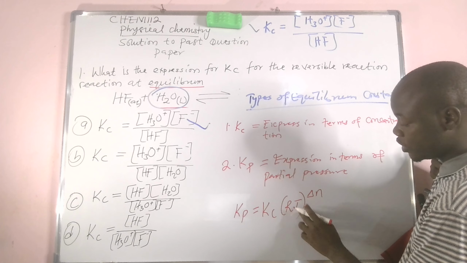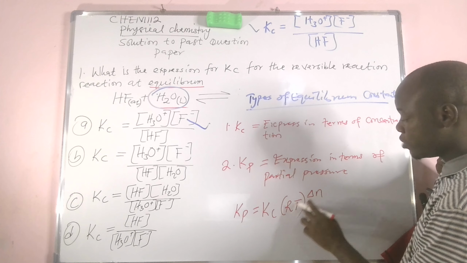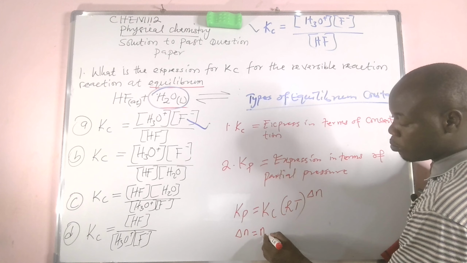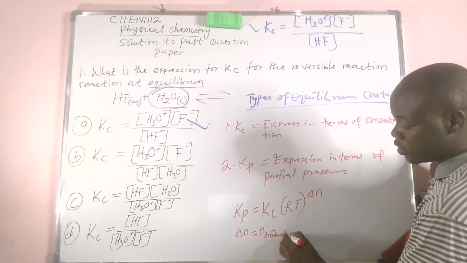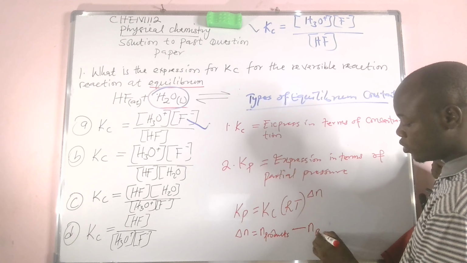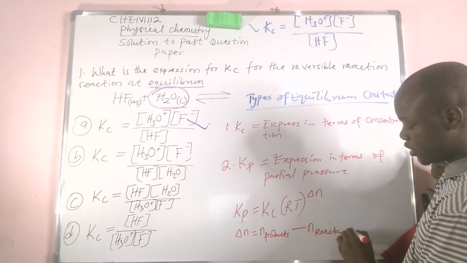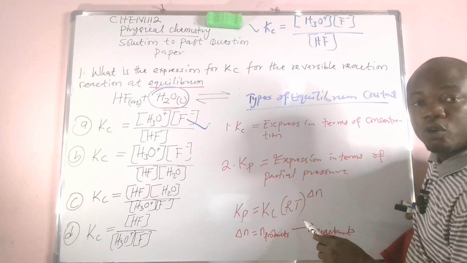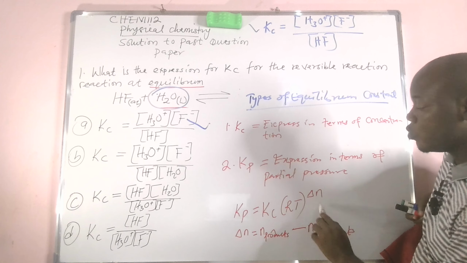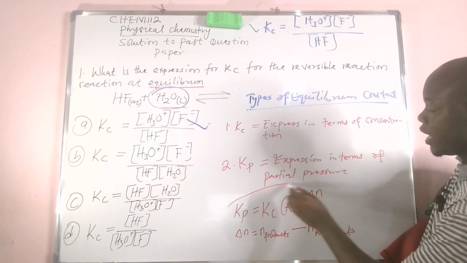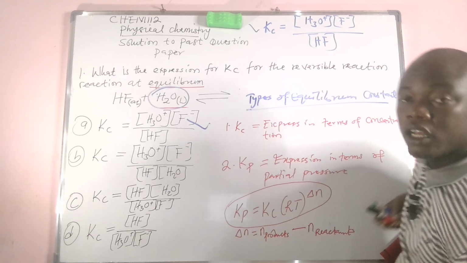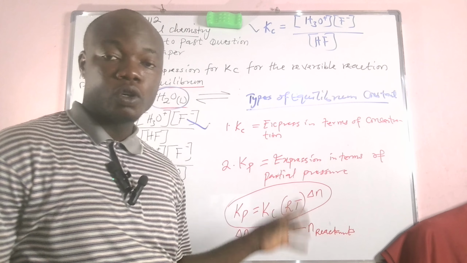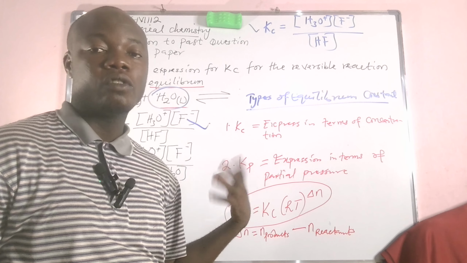R is the universal gas constant, T is the absolute temperature, and delta n means the number of moles of the products minus the number of moles of the reactants. So please, I want you to put this at the back of your mind. I know that we are coming to a point where we'll see similar questions where we are going to apply this formula and solve. Please, ladies and gentlemen, make sure you write down and keep all this information.